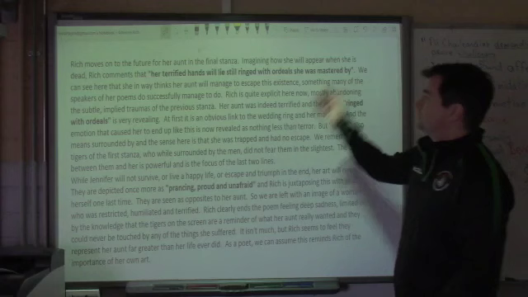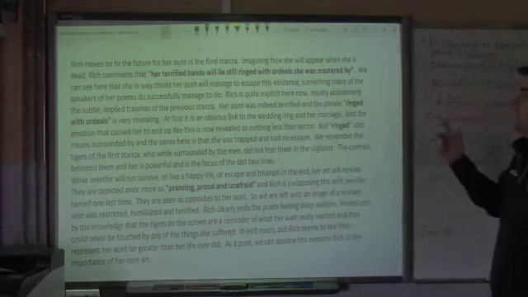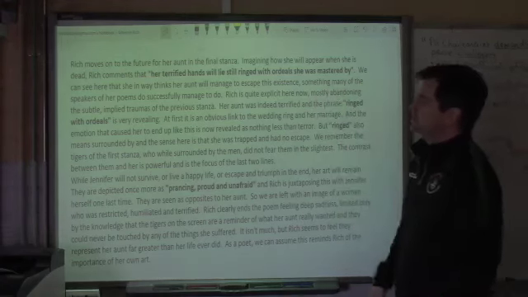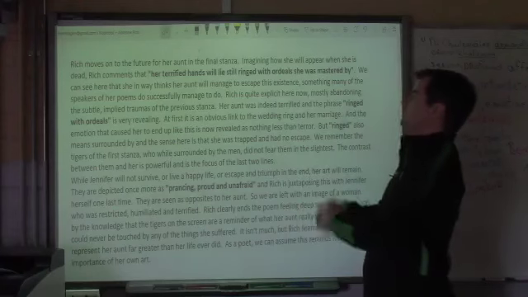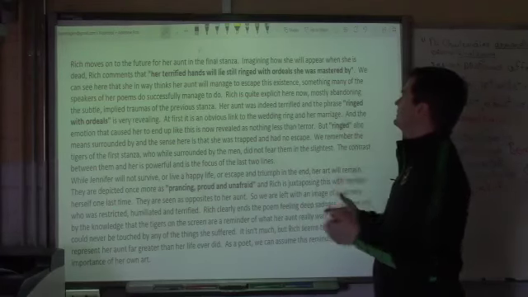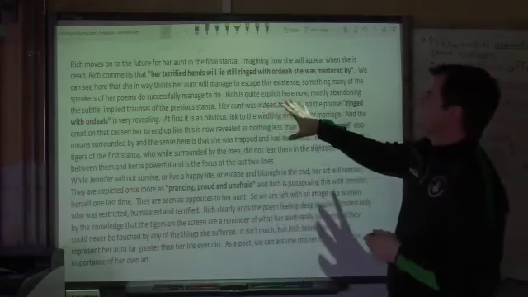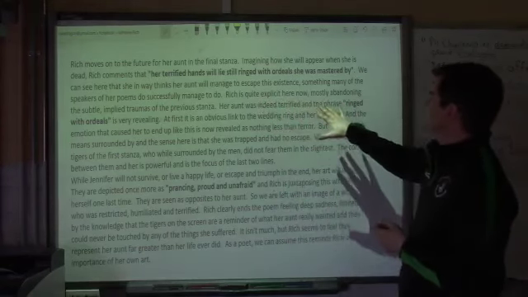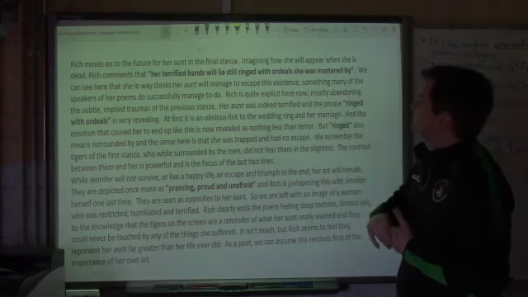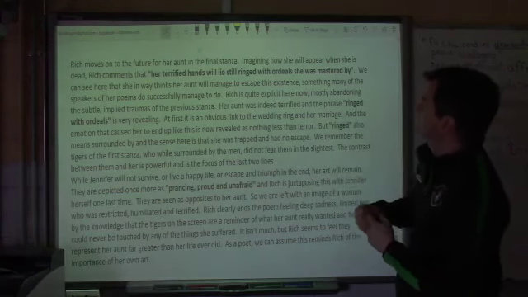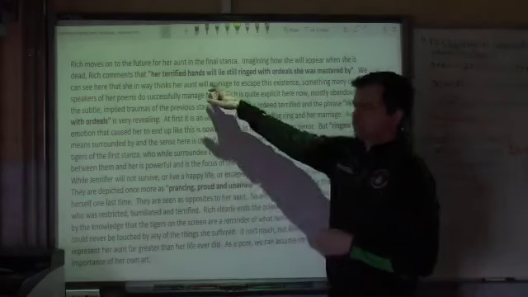So, Rich moves on to the future for her aunt in the final stanza, imagining how she will appear when she is dead. Rich comments that her terrified hands will lie still, ringed with ordeals she was mastered by. We can see here that she, in a way, thinks her aunt will not manage to escape this existence, something many of the speakers of her poems do successfully manage to do. Will not, I should have said there, apologies.